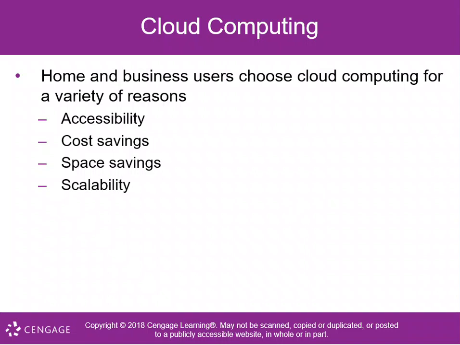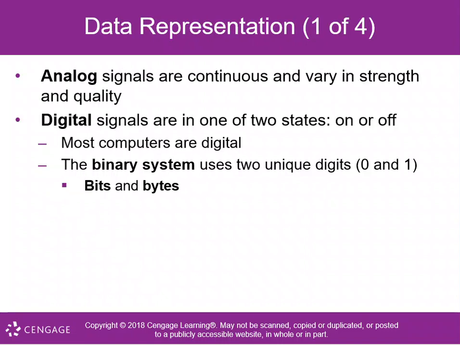Okay, next about data representation. This one also I have mentioned in our previous class. Okay, analog signals are continuous and vary in signal strength and quality. Digital signals are in one of two states, on or off. Okay, so data, kita ada analog dan digital. So data dalam bentuk contohnya human voice, suara manusia dalam bentuk analog signal. Okay, digital signal dia hanya ada on off.